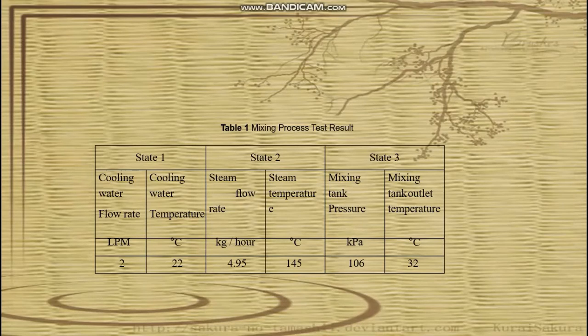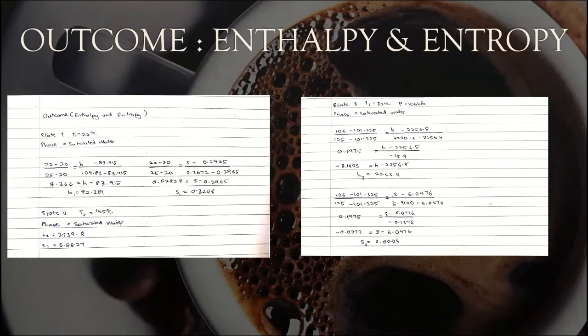4.95 kg per hour and the steam temperature is 145 degrees Celsius. And for state 3, the mixing tank pressure is 106 kilopascals, and the temperature for the mixing tank outlet is 32 degrees Celsius. Okay, now we come to the outcome for the value of enthalpy and the value of entropy.